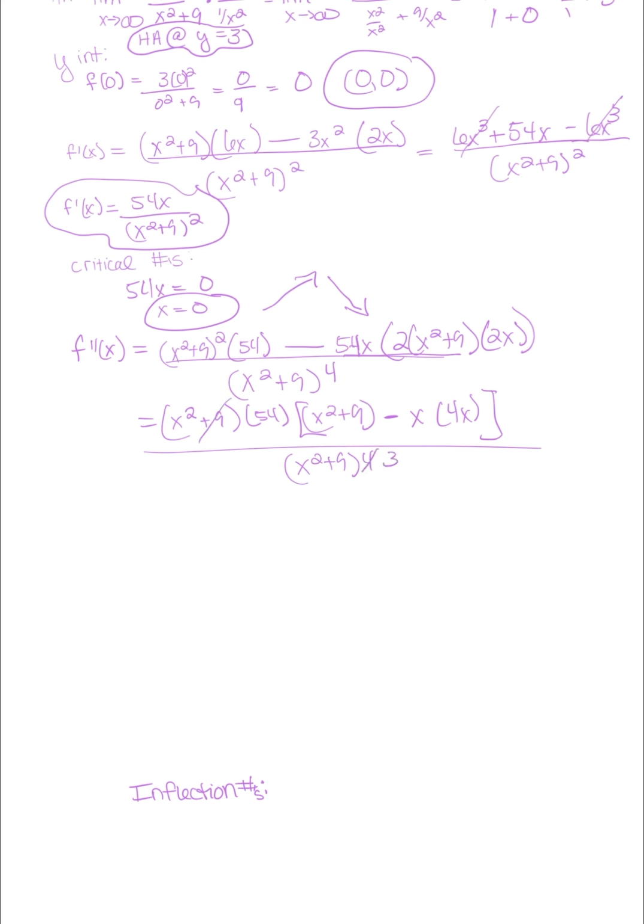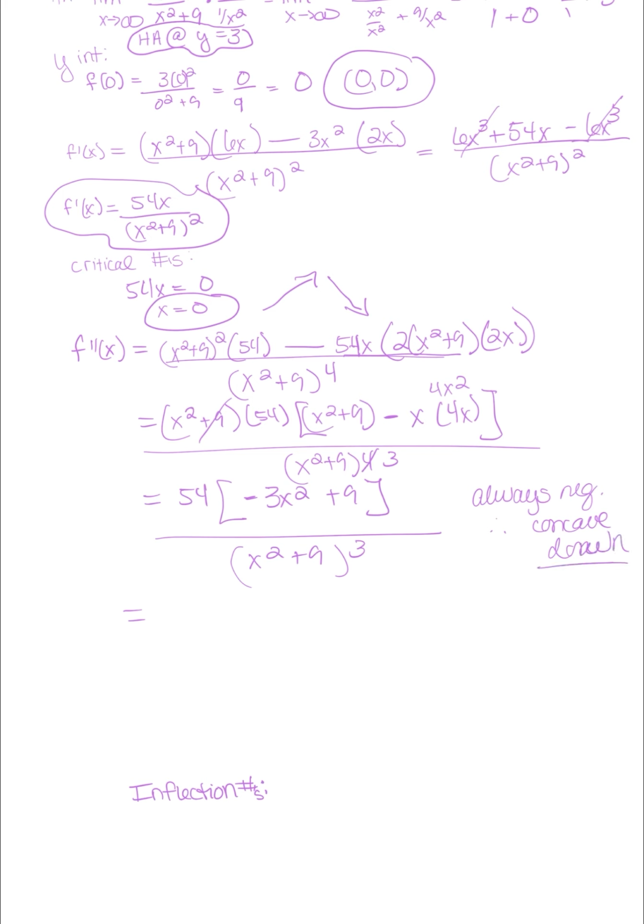Well, then that and that cancels. And we get 54 times x squared, this is going to be 4x squared minus 4x squared. That's going to leave us with a minus 3x squared plus 9, all over x squared plus 9 cubed. And then we see here that our second derivative is always going to be negative because we have this constant positive multiplier and a negative inside. So what does that mean? That means that this is always negative, and therefore we are always concave down throughout our whole graph.